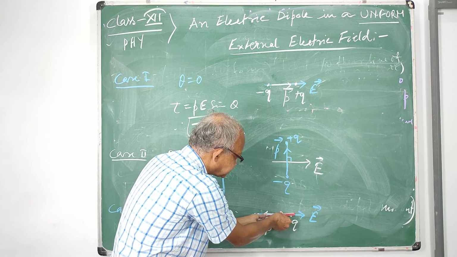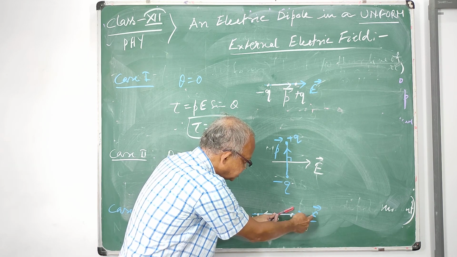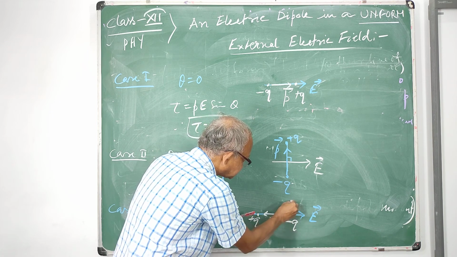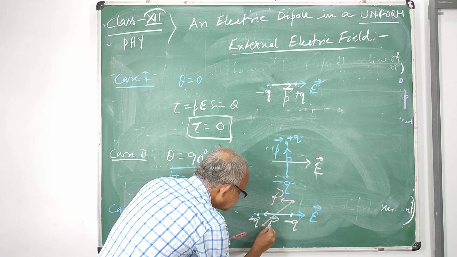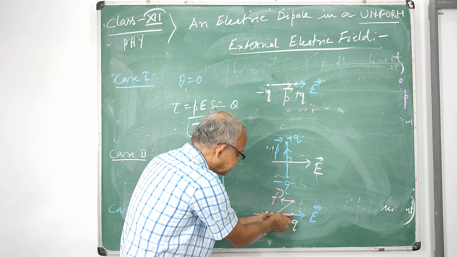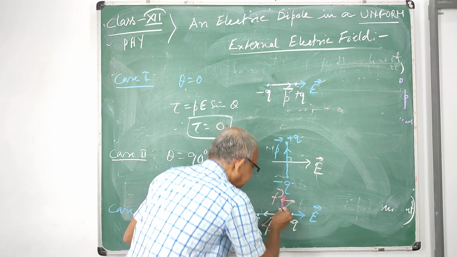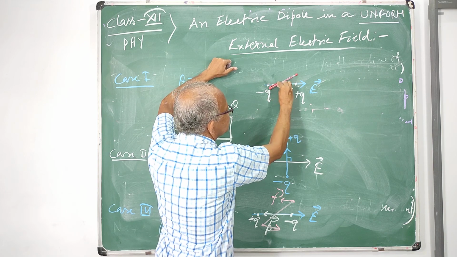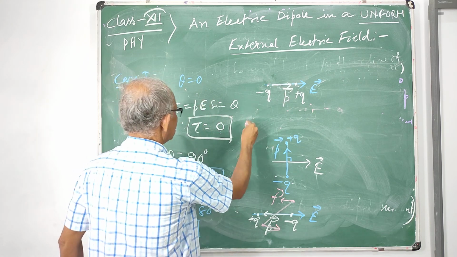If I rotate it a bit, this is minus Q and this is E. The minus Q charge experiences a force opposite to E, and the plus Q charge experiences a force along E. So in the third case, if I disturb it from equilibrium, it will move further away. Whereas in the first case, if I disturb it a bit, it tries to regain the equilibrium. So this is in equilibrium.